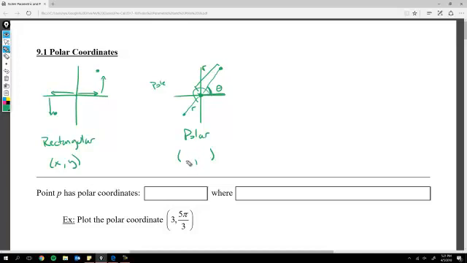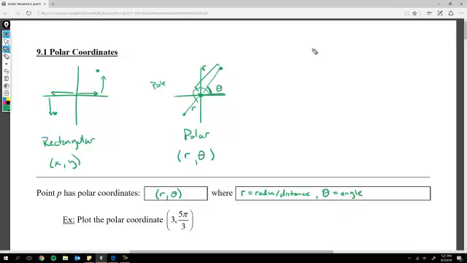So that's what we're going to put here. So we usually go r theta, and that's what actually goes in this box here. So P has polar coordinates r and theta, where r is my radius or my distance, and theta is my angle.